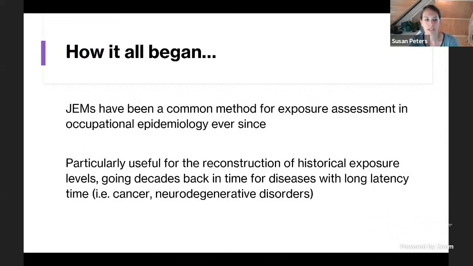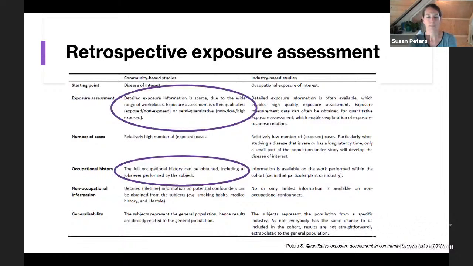And JEMs have been used as an exposure assessment method in occupational epidemiology a lot since then. It's particularly useful for the reconstruction of exposure if you want to look back many, many years, decades back, and want to study diseases with long latency. And I think Lex will tell a little bit more about this as well. So there will be some overlap, but I guess it's good to have some connection between the different presentations, just to give you some background here.